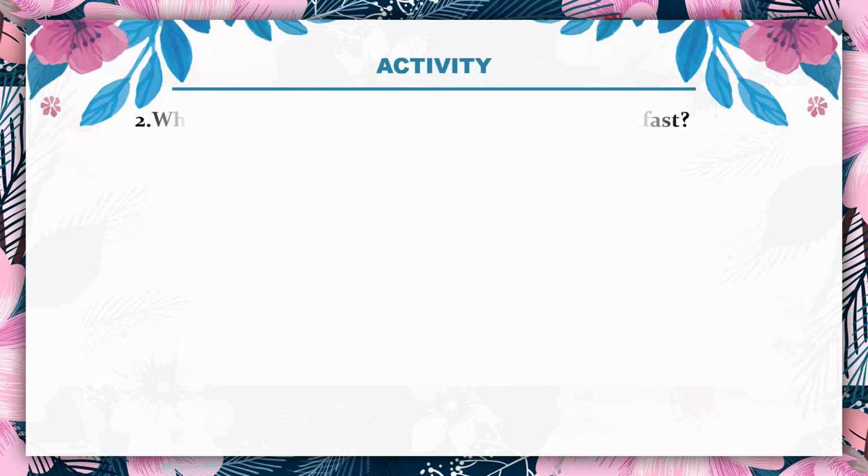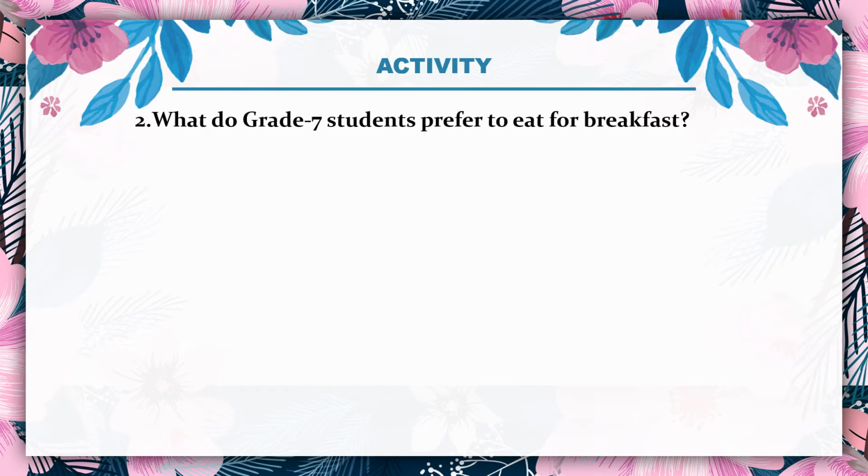The second question. What do grade 7 students prefer to eat for breakfast? What is your answer for this item with regards to the instructions before? That's right. It should be no, because this question requires many answers. Third, how many sisters does Juana have? What is your answer? That's right. It should be yes, because this question only requires one answer.